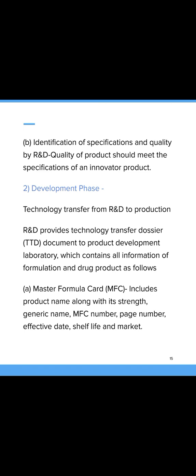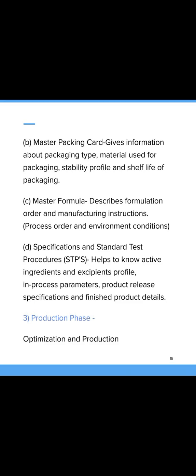follows. Master formula card. It includes the product name, product number, page number, generic name, effective date, shelf life, and market. Second one is master packing card. It includes the packaging type, packaging material, stability profile, shelf life of packaging. Third one is master formula. It describes the formulation and manufacturing instructions. Last one is specification and standard test procedures. It includes active ingredient and excipient profiles, in process parameters, product release specification, and finished product details.